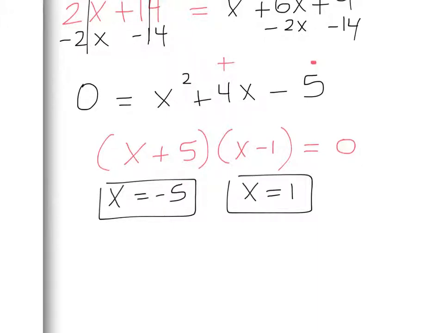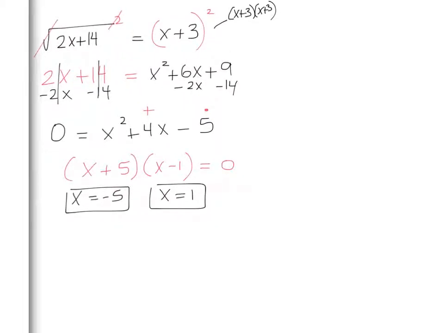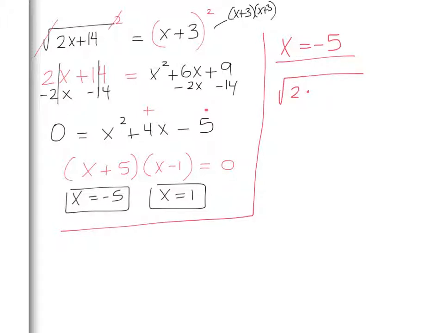Now, as you remember, we always said that you have to always plug your number into the main equation to see if it makes sense or not. So let's try plugging in negative 5 and seeing if this is going to give me an acceptable answer. Okay? Let's try x equals negative 5. So it's going to be the square root of 2 times negative 5 plus 14 equals negative 5 plus 3. Now, if you do this work, 2 times negative 5 is negative 10 plus 14, that's the square root of 4. And negative 5 plus 3 is negative 2.